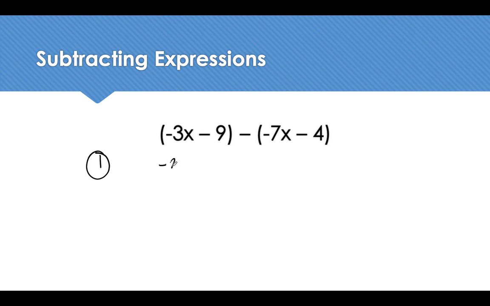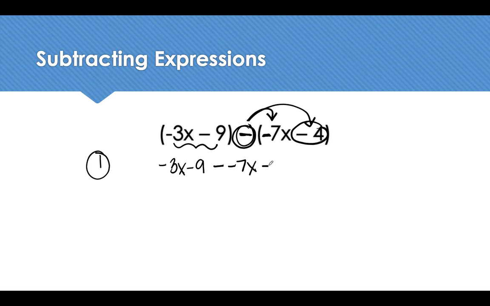So step 1, rewrite this subtraction problem without the parentheses. So the first quantity won't change because that's what we're starting with. The second quantity is being subtracted from the first. So I'm subtracting a -7x, minus a -7x, making sure I include both of those, the minus and the negative. And then I'm also subtracting a -4. So again, we need minus a -4. Same thing. Don't be so concerned about whether it's a minus or a negative because they mean the same thing.